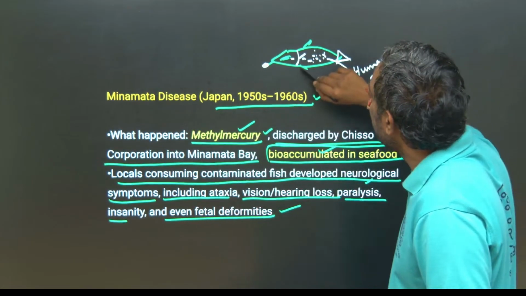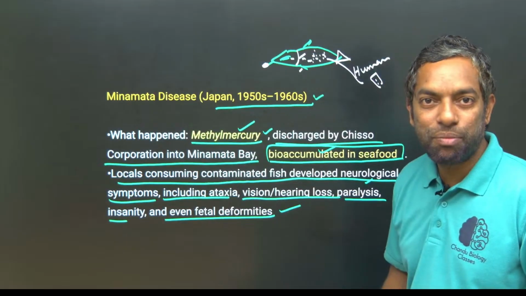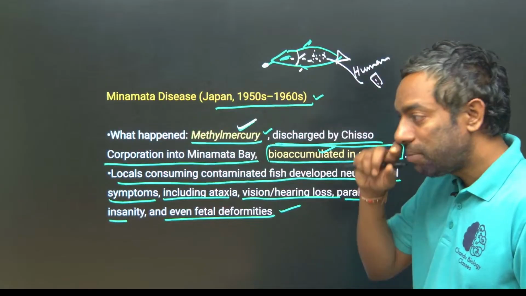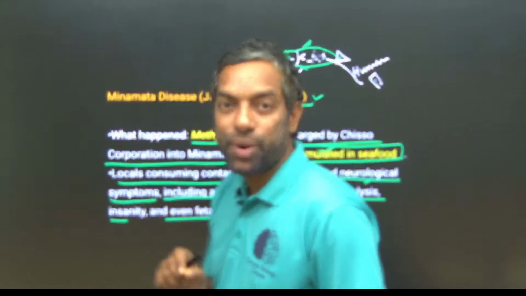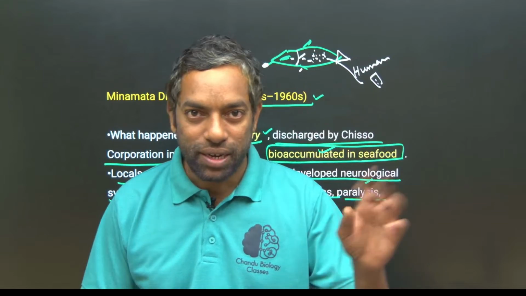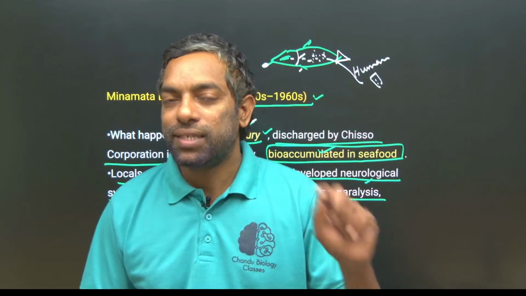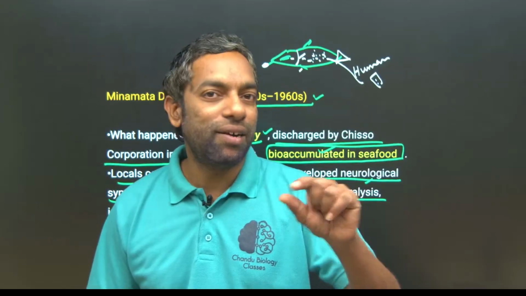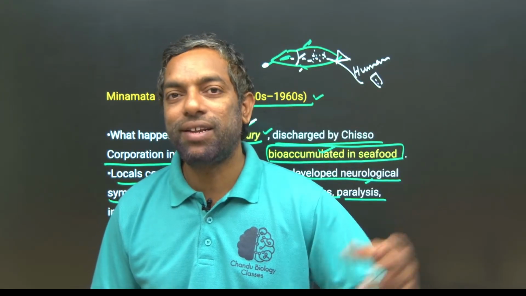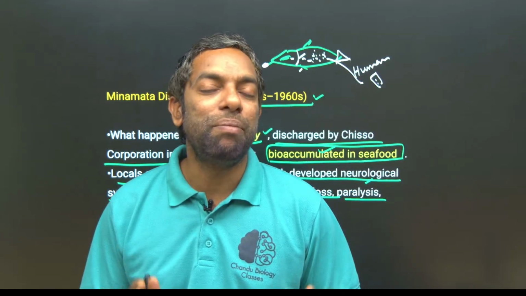It is accumulated in the fish's cells. What? Methyl mercury. Methyl mercury accumulated in the fishes, meaning fishes cannot digest that chemical. In the same way, if a person eats that fish, it enters the person's body and affects the person. This is about methyl mercury.